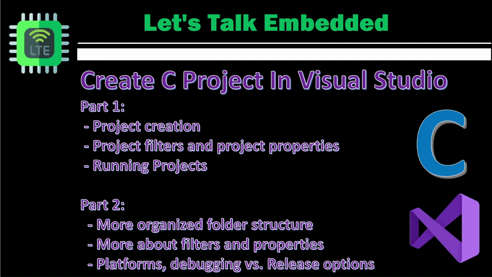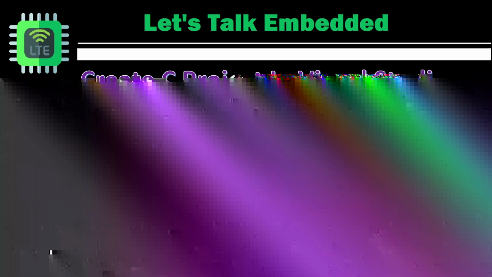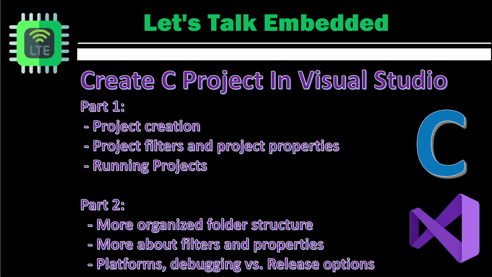Let's talk embedded. In this video, we'll be demonstrating how to create a C project in Microsoft Visual Studio. I have divided this entire video into two parts. In part 1, we can basically see the basic project creation. Then we can see a little bit on the project filters and the project properties. So what are the filter files and project files. Then we can run the project and see the outcome.